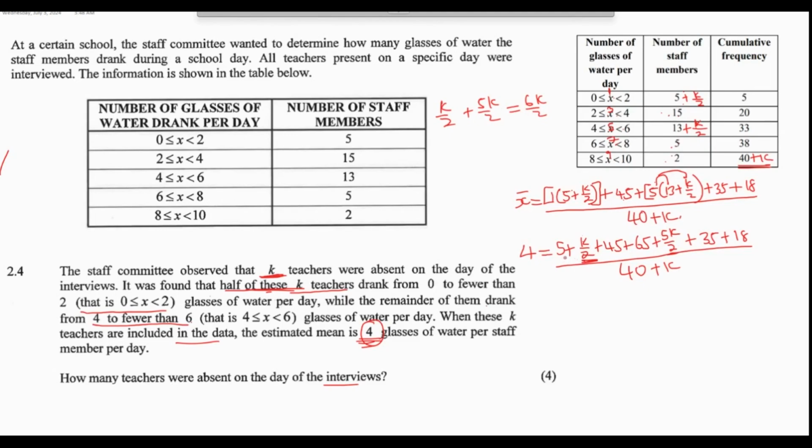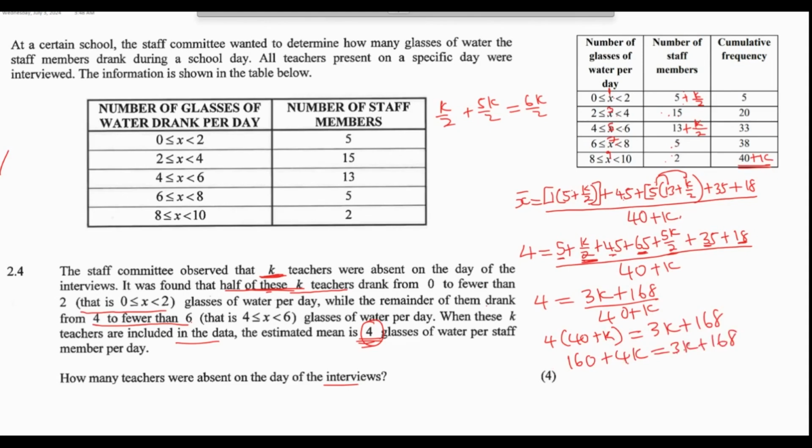And then the numbers, what will they give us? 5 plus 45, that is 50. 50 plus 65, that is 115. 115 plus 35, that is 150. 150 plus 18, that is 168. So we have 4 is equal to 3K plus 168 over 40 plus K. You're cross multiplying, or multiplying both sides by 40 plus K. Then it becomes 4 times 40 plus K is equal to 3K plus 168. Then 160 plus 4K is equal to 3K plus 168.